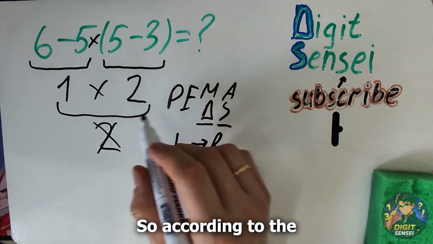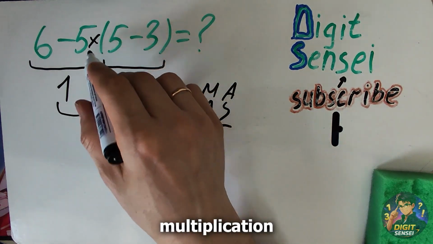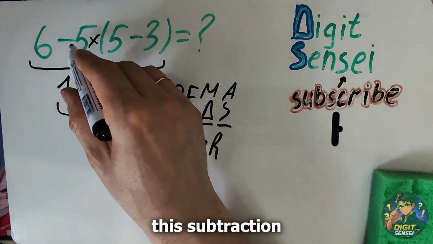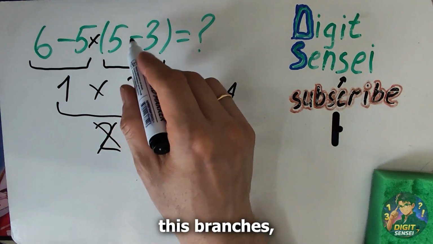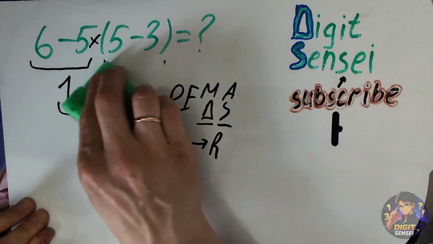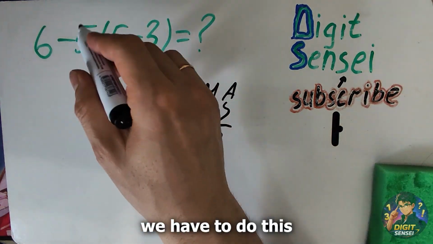Okay? So, according to PEMDAS, first we have to do this parentheses, then this multiplication, and finally this subtraction. If we do this subtraction before this multiplication or this parentheses, it is wrong. So first we have to do this parentheses.